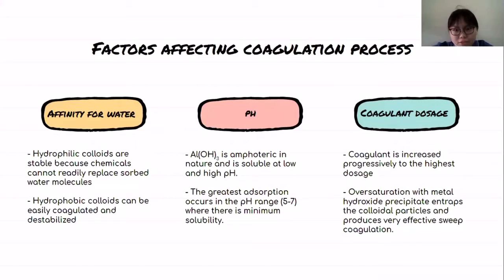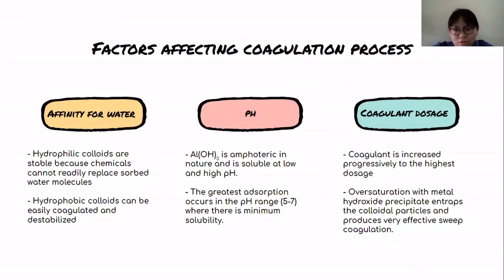And the next one is the pH. As Sarah mentioned just now, there are aluminum-based coagulants. One example is aluminium hydroxide, Al(OH)3, which is amphoteric in nature and is soluble at low and high pH. Therefore, the greatest absorption occurs in the pH range of 5 to 7, where there is minimum solubility.